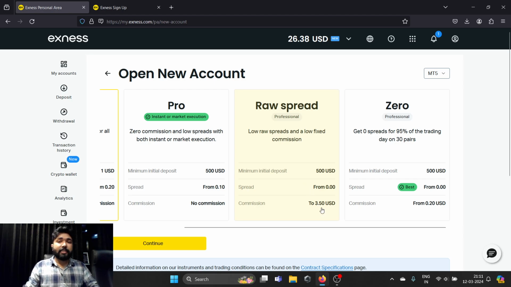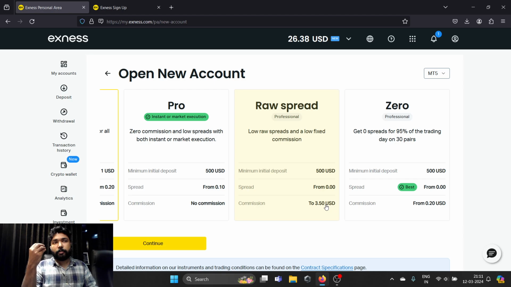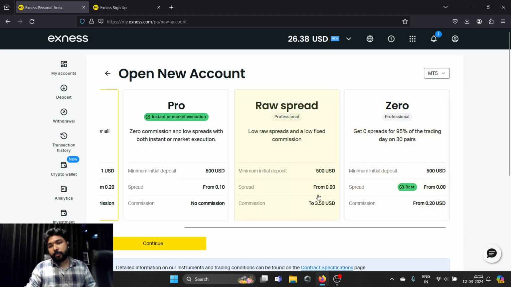And instead they would be charging a commission of 3.50 US dollars, which is fixed. So whatever you trade, however much size you trade, you have to pay this amount. So if you're a person just making a profit of like $5 or something like that, you have to pay 3.50 US dollars as commission to the broker, which would be automatically deducted from the platform itself. So that's that. You won't be having any spread, you would be charged commissions.